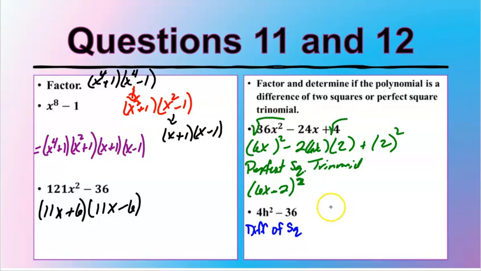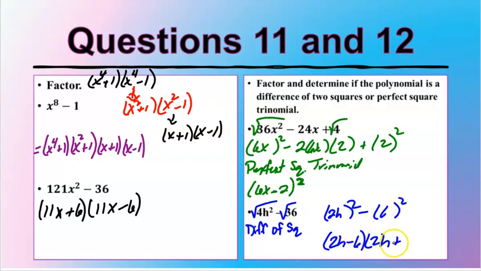And this can be the a squared minus the b squared. So this would be the square root of 4h squared, which is 2h. Square root of 36 is 6. So in factored form it would be 2h minus 6 times 2h plus 6. And that would be our factored form.